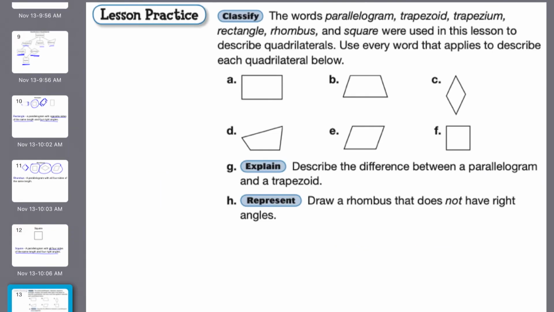Here's what your lesson practice looks like, classifying the different shapes. If you have any questions, ask me during math class.